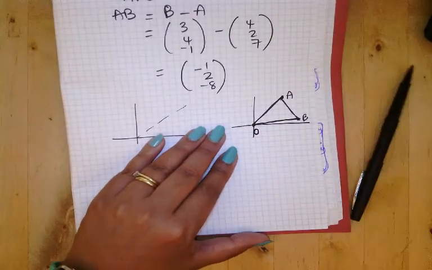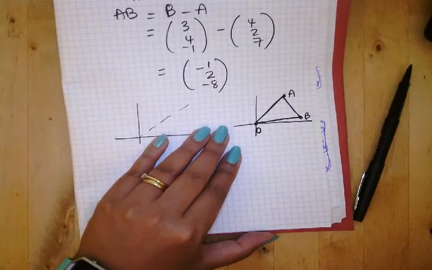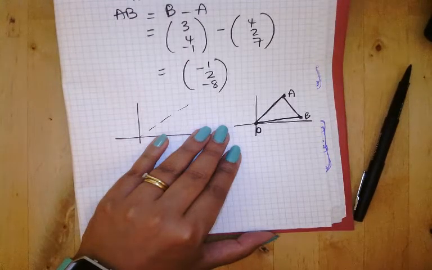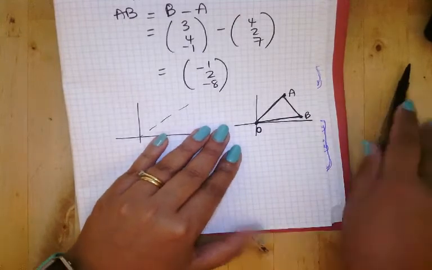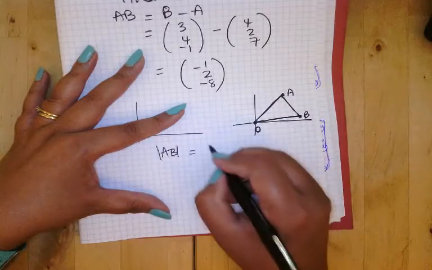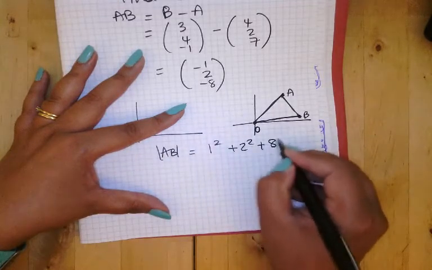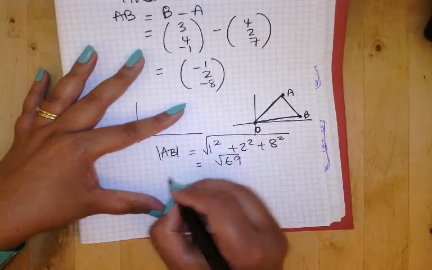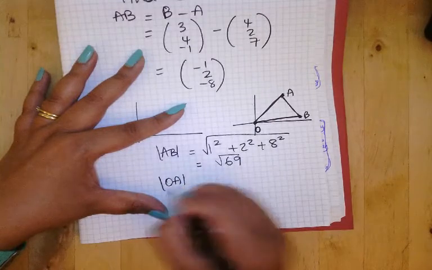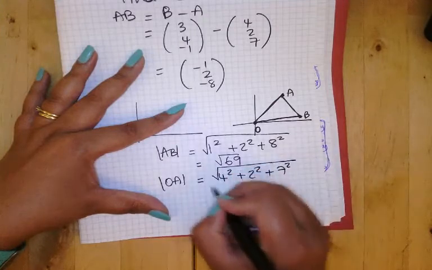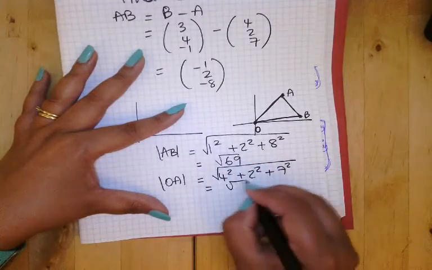And how can I do that? By showing that two lengths are equal. Any two of these lengths, if they are equal, then the triangle that I have drawn is an isosceles triangle. So the size of AB is 1 squared plus 2 squared plus 8 squared, square root, and that gives root 69. The size of OA is 4 squared plus 2 squared plus 7 squared, square root, and that gives me root 69 as well.